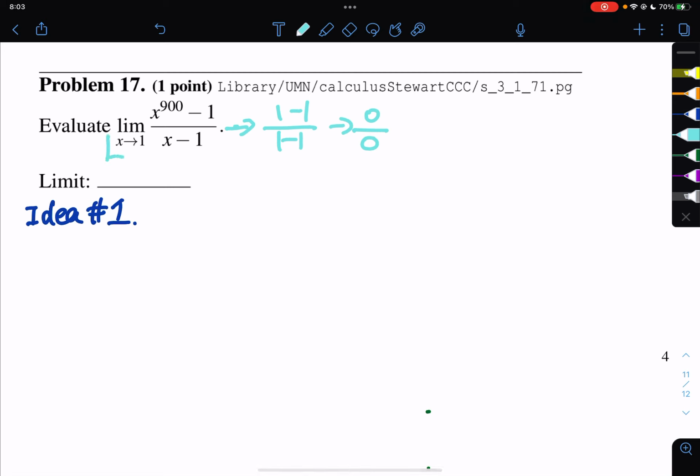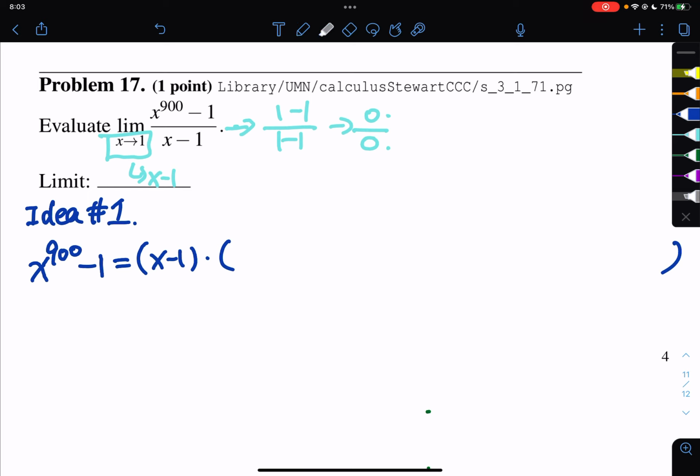And because x approaches 1 makes my numerator and denominator 0, clearly I will end up with x minus 1. This term, x minus 1, is supposed to be a factor of my numerator. So the question actually is, sorry about that, something wrong with my Apple Pencil today. So x to the 900 minus 1 is supposed to be x minus 1 multiplied by something. And the question is, what exactly is supposed to be this something here?